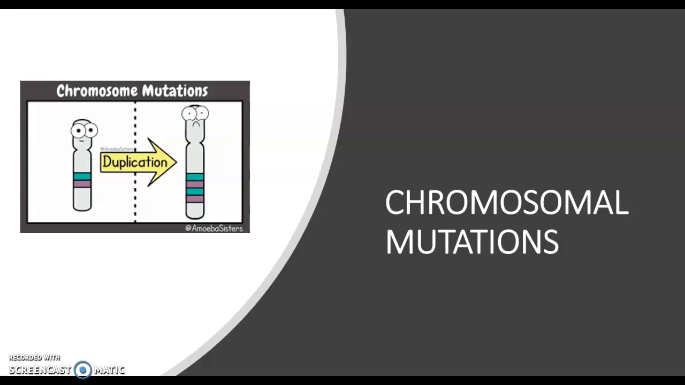Okay, the next type of mutations are chromosomal mutations. So that is a mutation not of a single nitrogen base or the nitrogen base sequences after a point of mutation. This is the actual chromosome itself.